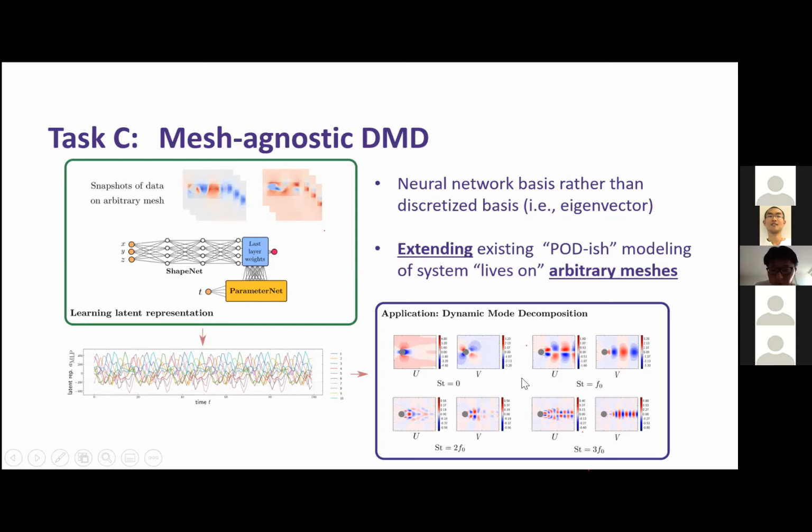Then when you perform the DMD, you get qualitatively very similar results to the original DMD when there's no adaptive mesh refinement and the grid is much simpler. So the significance of this task is that if you still prefer to do any kind of POD-ish modeling on arbitrary meshes, you can use this framework to do that because it only gives you a linear subspace.